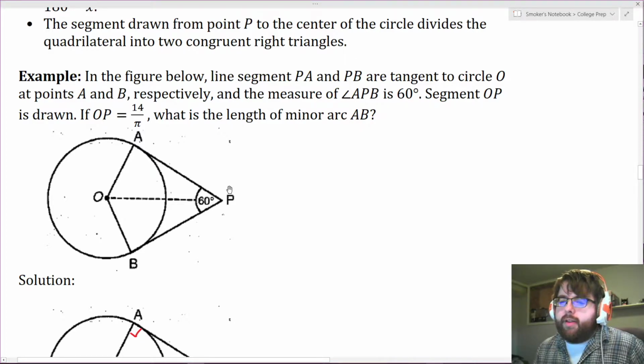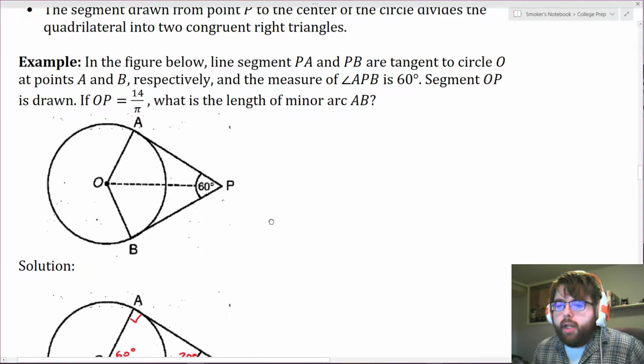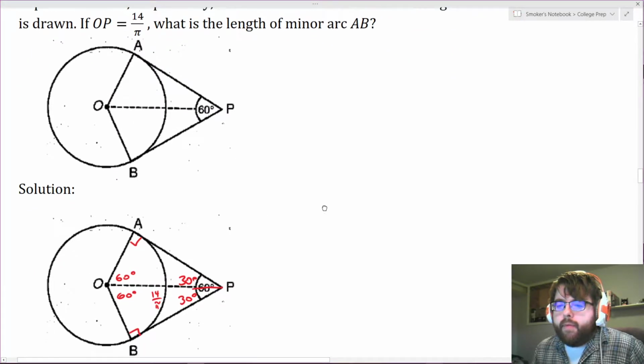Well, I'll go through this. First of all, if they're tangent, we know that this is a right angle here, and this is a right angle here. That's just a fact by the definition of tangent. We know this is 60, and remember, if this is 60, then that tells us what this is, because these two have to add up to 180. So then this would be 120.